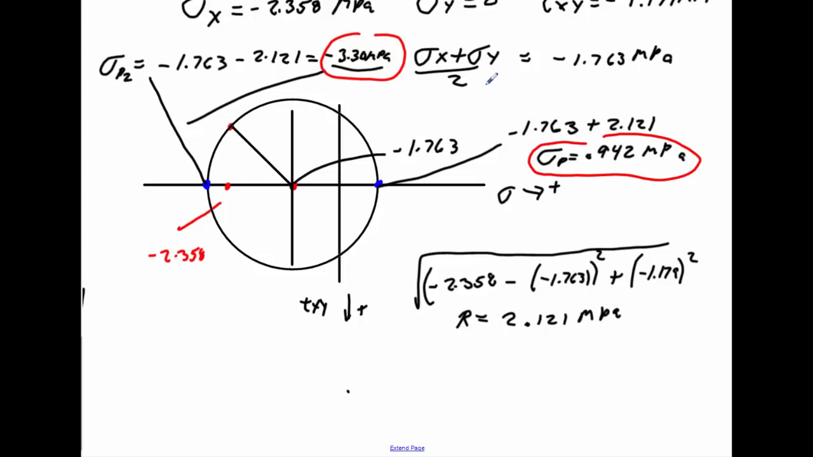And then to find your shear stress, your shear stress again is always going to occur at these orientations. Here and here. So this value here is going to be nothing more than the radius. In this case, 2.12 megapascals. And that's it.